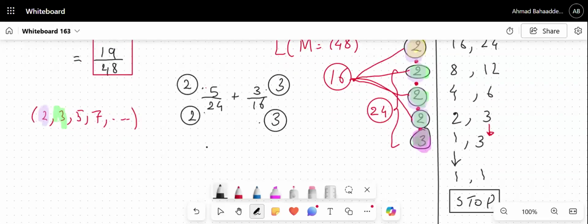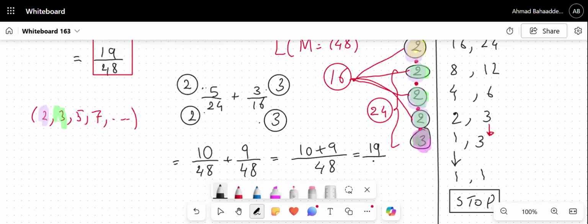Now I am going to make my multiplication. 2 times 5 is going to be 10, and 2 times 24 is 48, plus 3 times 3 is 9, 3 times 16 is 48. I have the same denominator. I keep it as it is, and I just add the top, which is 10 plus 9, and that's going to give me 19 over 48. If there's any simplification, I will do it. If not, then I will keep it as it is.